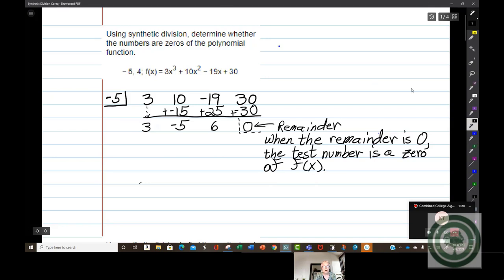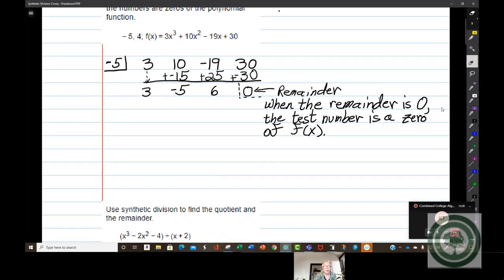Most of the time, in college algebra, when you're using synthetic division, you're really hoping to get a 0 remainder, and you're disappointed when you don't. It's not the only use of synthetic division, but it's a primary use. All right, 4 is our next test number. Going to do exactly the same thing. 3, 10, negative 19, and 30. Skip a line and draw an equals line. Bring down the first number.